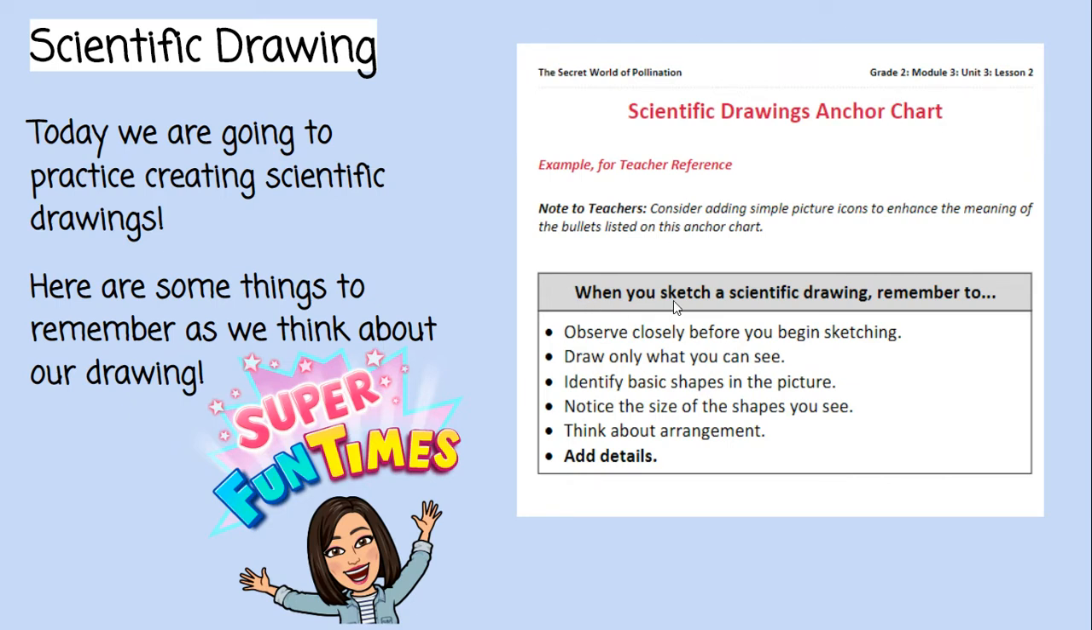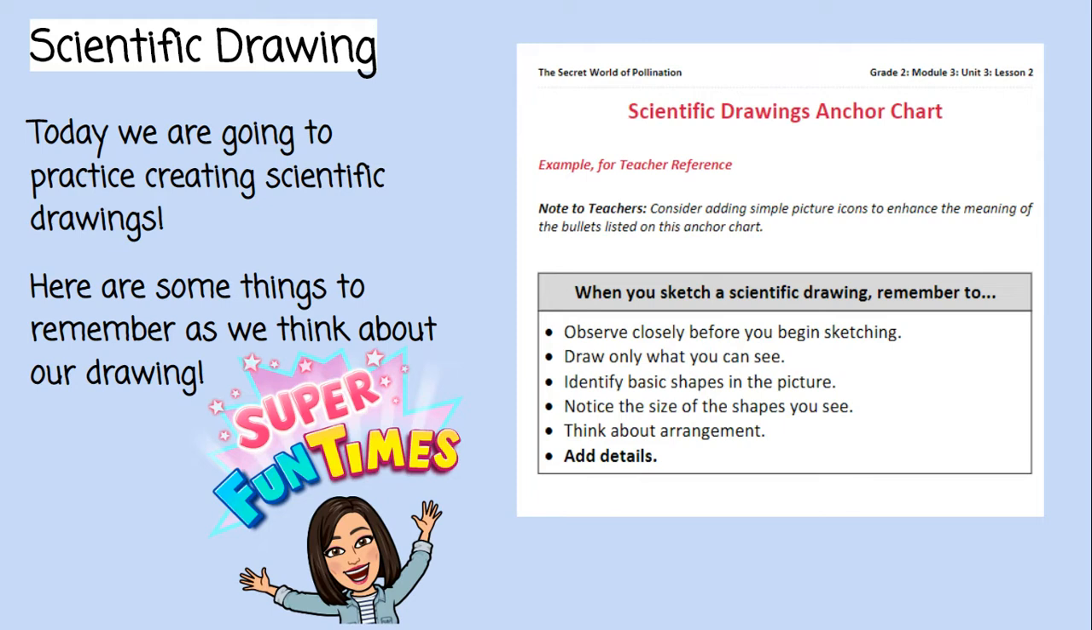When you sketch a scientific drawing, remember to observe closely before you begin sketching. Draw only what you can see. Identify basic shapes in the picture. Notice the size of the shapes you see. Think about the arrangement, and you want to add details. You want to make sure that you're labeling your picture.